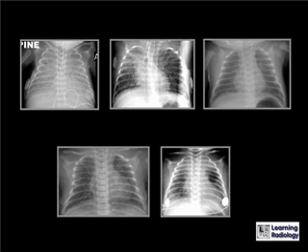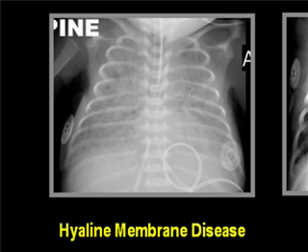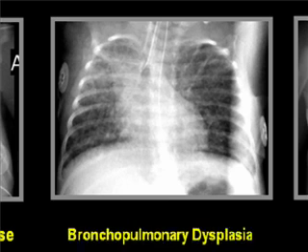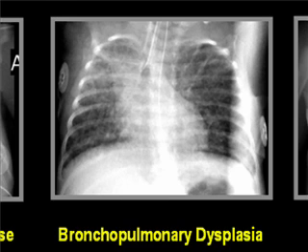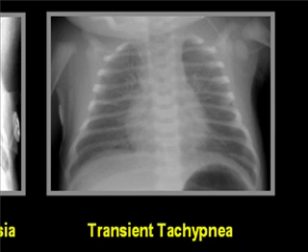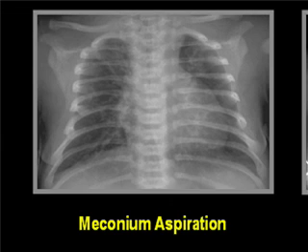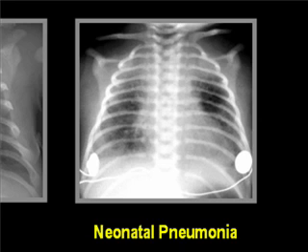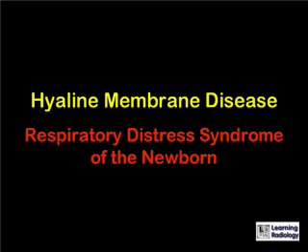The 5 diseases we're going to talk about are hyaline membrane disease, bronchopulmonary dysplasia, transient tachypnea of the newborn, meconium aspiration syndrome, and neonatal pneumonia. Hyaline membrane disease, respiratory distress syndrome of the newborn.